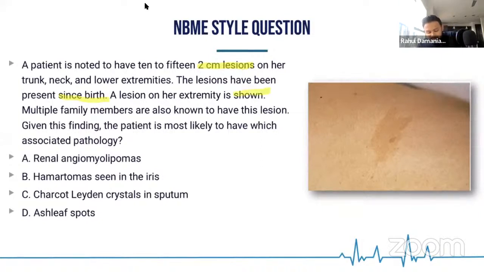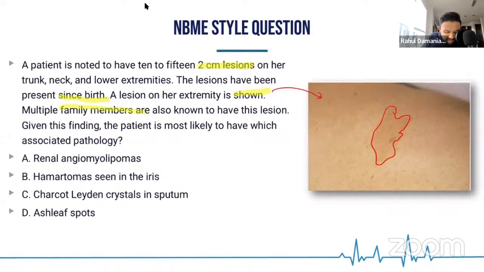So yet again, let's go ahead and do our test-taking strategy. This is a gross pathology of the skin, and I see a hyperpigmented lesion on the skin. Multiple family members are also known to have this lesion. So maybe this is going to be hereditary.